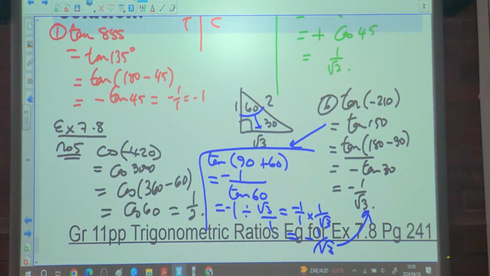Alright, so that basically brings us to the end of exercise 7.8. You guys have done 7.9, so we're going to go into 7.9 now.